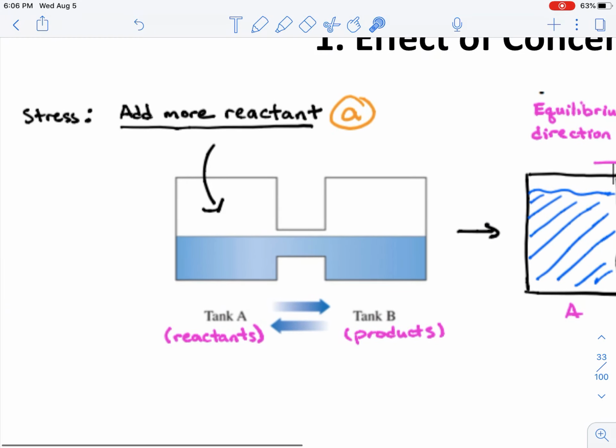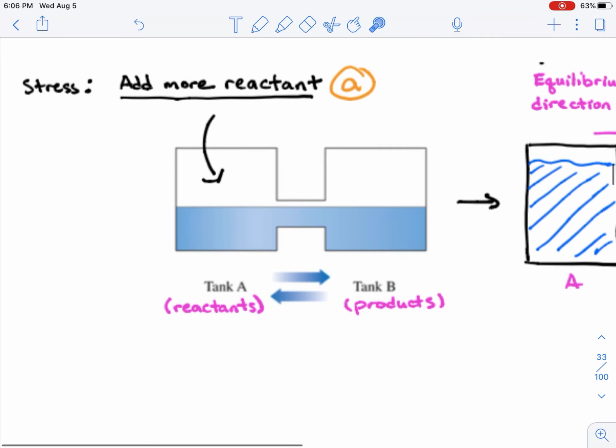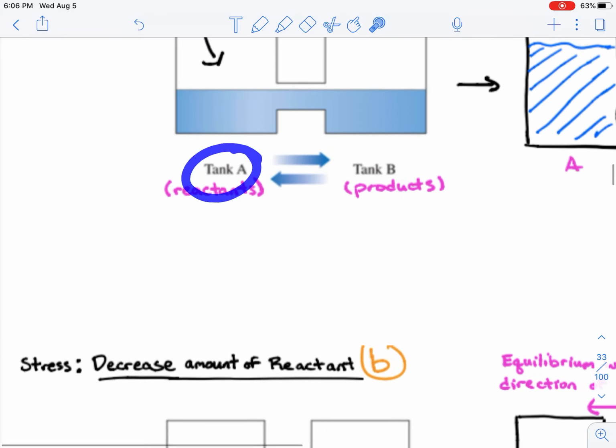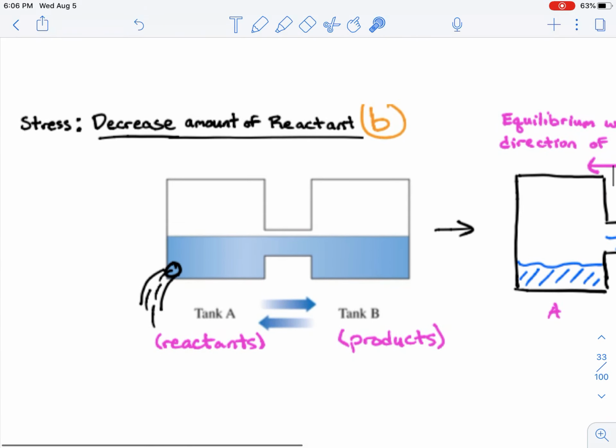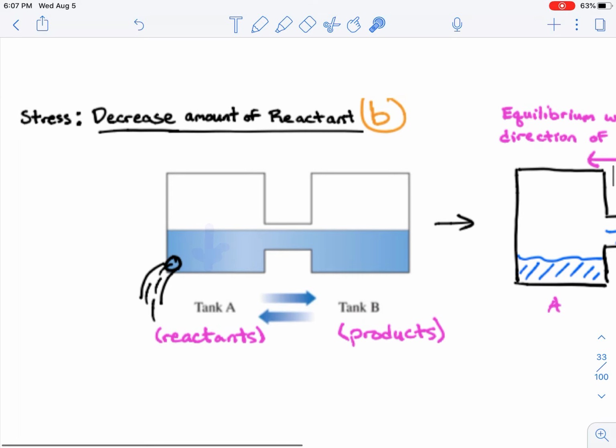All right, and so let's go ahead and look at another stress. We're still focusing on tank A here. Instead of increasing the level of the liquid for tank A, we're going to decrease the level of the liquid in tank A. In other words, we're going to decrease the amount of the reactants, because tank A is representing the reactants in this analogy.